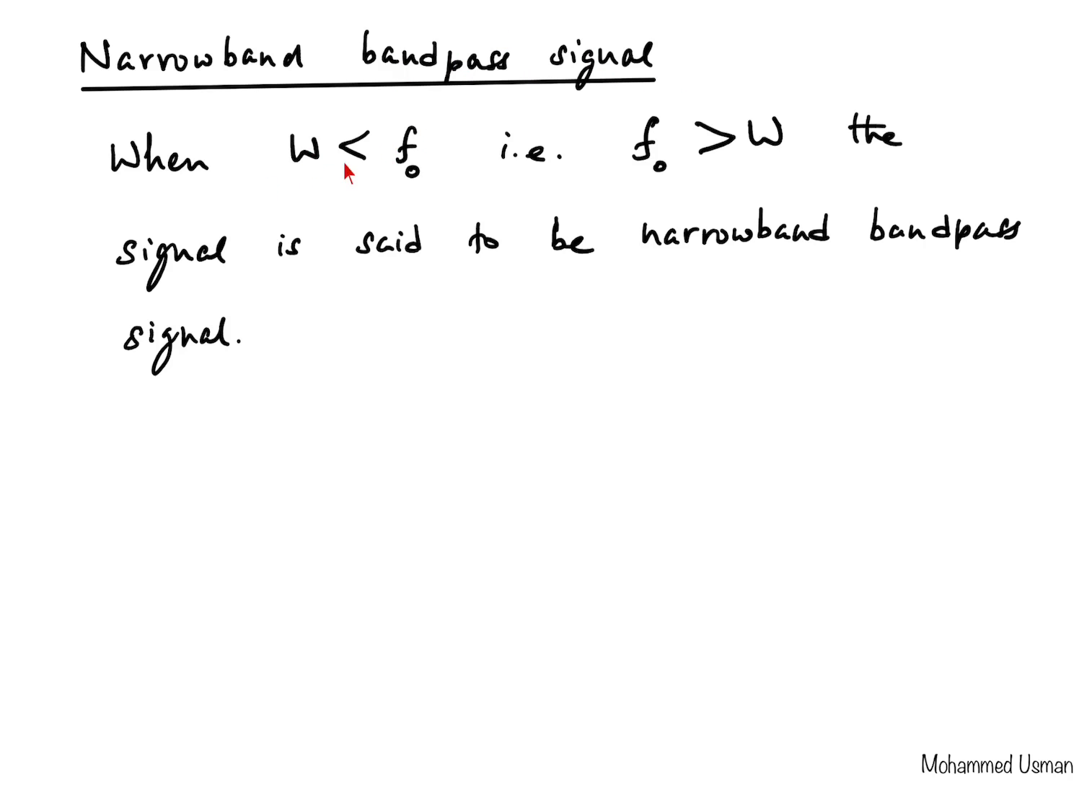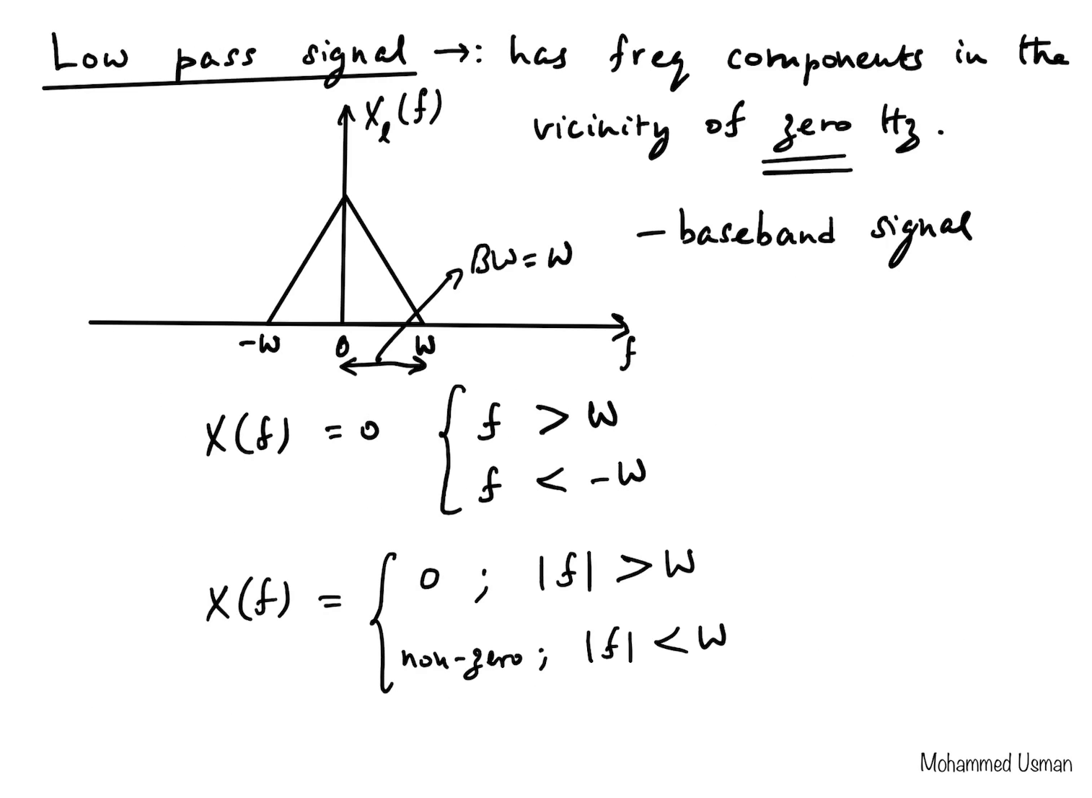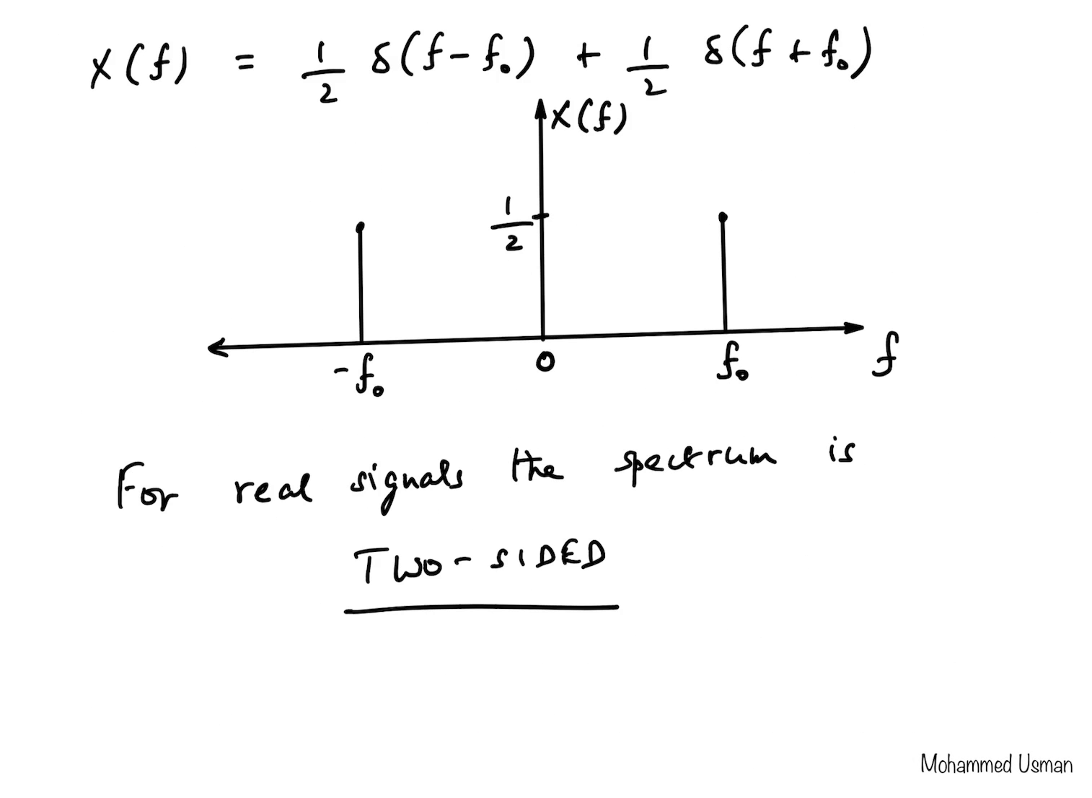So basically, we say that the spread from the central frequency, the value W, is much smaller than the central frequency itself, or equivalently f0 is larger than W. In such a case, the bandpass signal is said to be a narrowband bandpass signal. If you had to translate a low pass signal to a bandpass signal, we would do a frequency translation that we saw earlier. Okay, that is the modulation property.